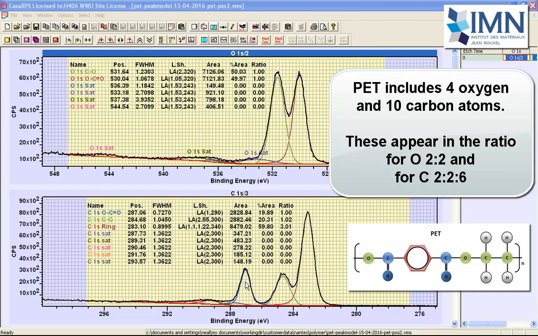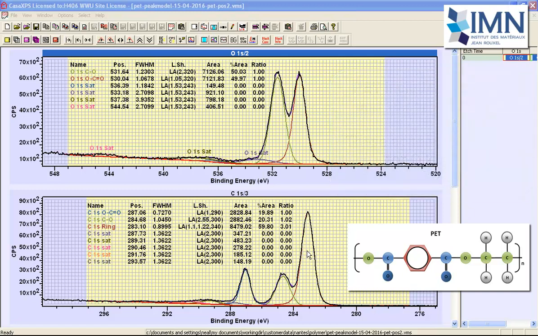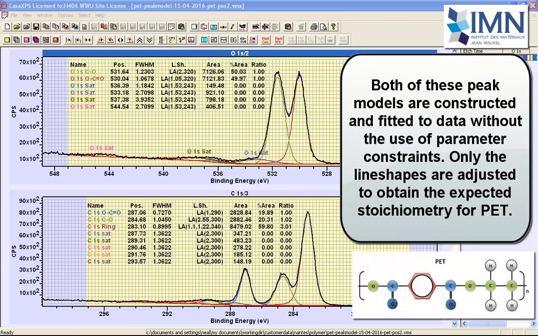These three peaks represent C double bonded to oxygen, the single bond to oxygen, and carbon that is part of a benzene ring. A typical peak model designed for these types of data would involve defining a set of components using line shapes and then introducing parameter constraints to limit the range for parameters such as the position, the full width half maximum, and the area for each one of these individual peaks.